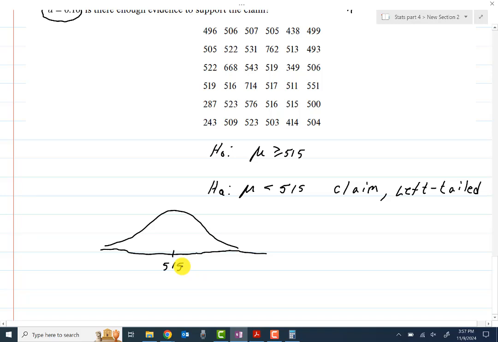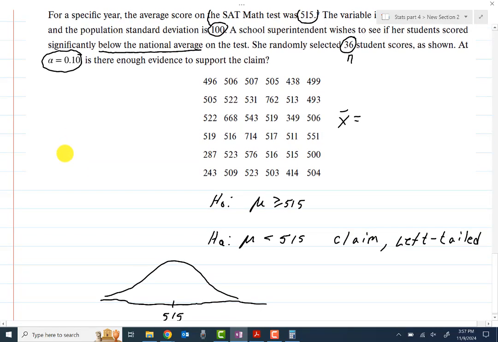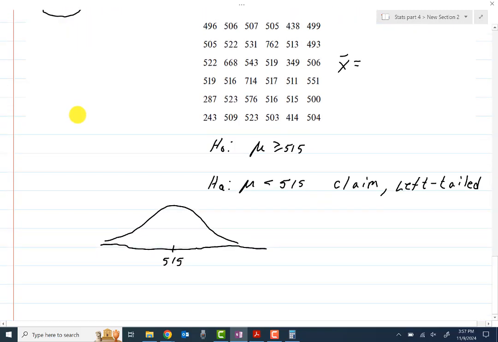Now we need to determine mu of x bar. I misspoke. We need to figure out the mean of the average of these scores that were given to us. So if you add them all up and then divide by, how many students are there? There are a total of 36 scores. So this must be 6 by 6. Plug them in, get the average of all those numbers.